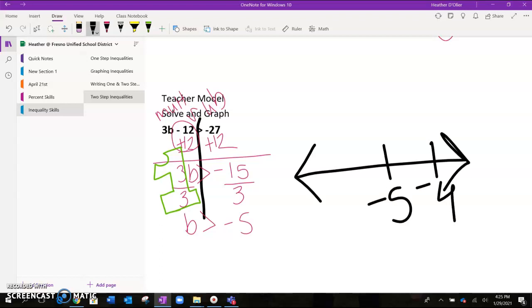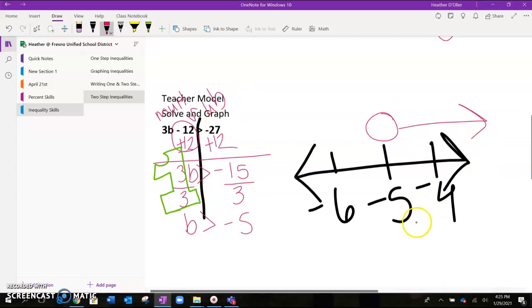Yeah, negative 4 over here. Negative 6. Okay, so it's b is greater than, and if I remember my steps, that means it's not included, so it's an open circle, and greater than -5 is -4, -3, -2, -1, all the positive numbers. All right, so I solved it and I graphed it.